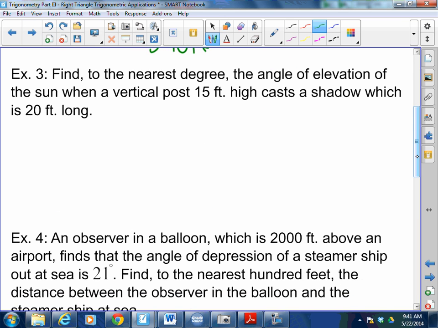Number 3, find to the nearest degree the angle of elevation of the sun when the vertical post 15 feet high casts a shadow which is 20 feet long. So I've got this vertical post and it's 15 feet tall. The sun is over here. Horribly ugly sun. Okay, that's the sun, I think. It casts a shadow that is 20 feet long.